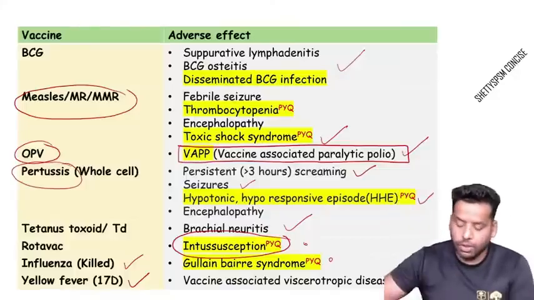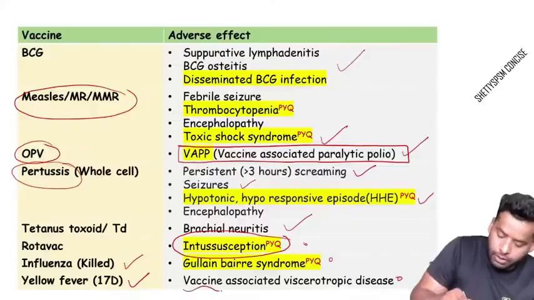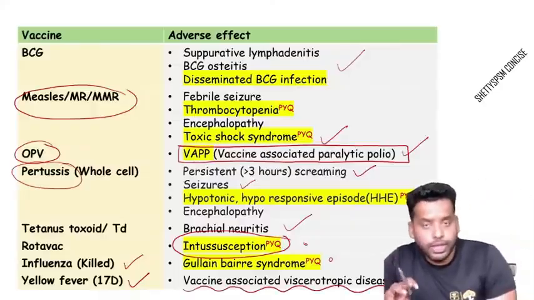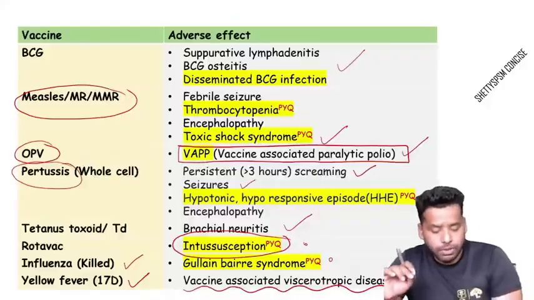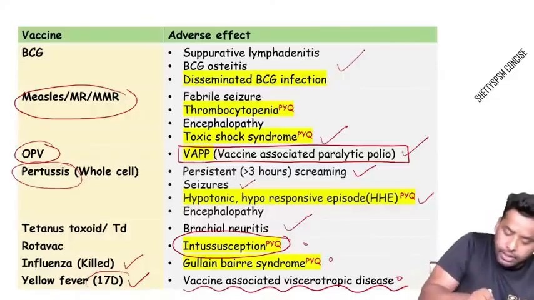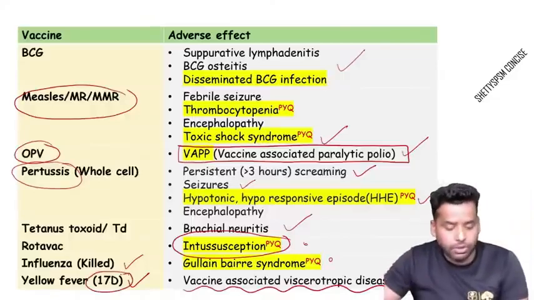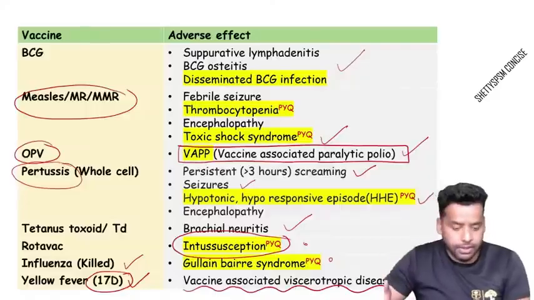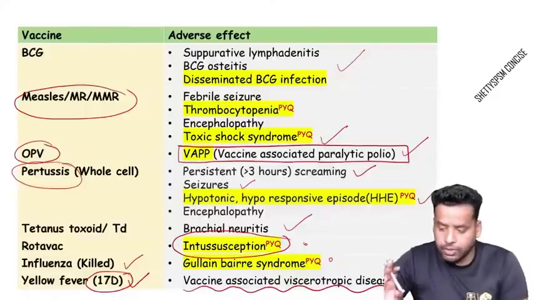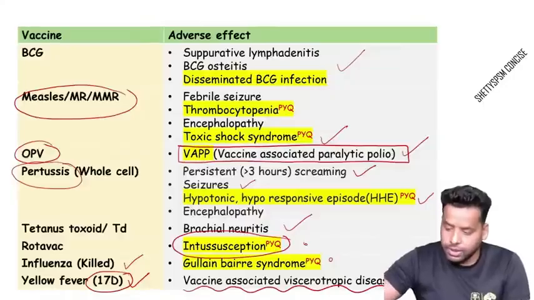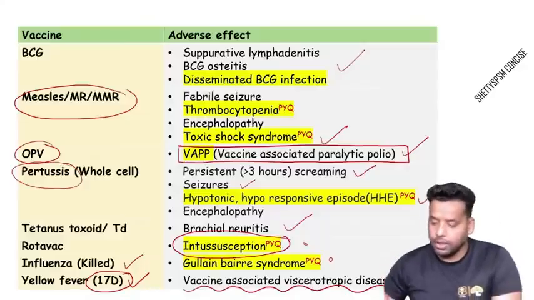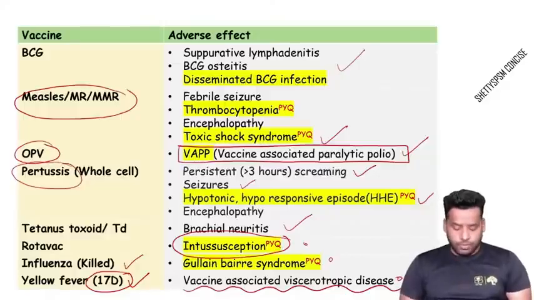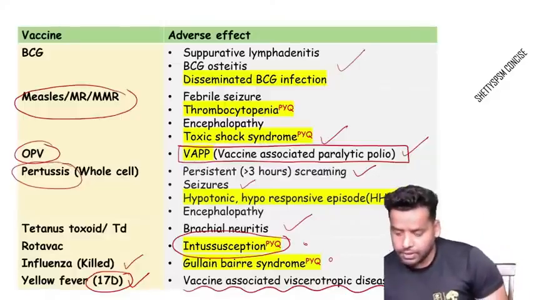True statement. It can cause symptoms similar to yellow fever. What is that called? Vaccine associated viscerotropic disease. The live vaccine 17D can cause symptoms similar to yellow fever. That side effect is called vaccine associated viscerotropic disease. So what was the thing we discussed in this slide? Side effects. Yes, very good.